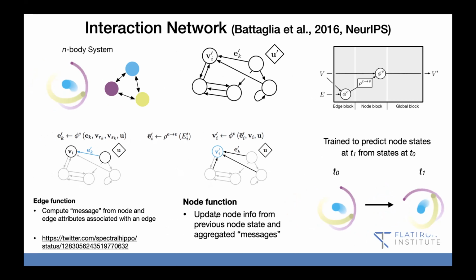You have the node function, where you update the node info from the previous node state and the aggregated messages. So in this n-body system case, you take in all the different forces from different nodes and add all of them up. It could be a sum pool. And then you think about how it updates the next node state, and that's very important. You train the network to predict the node states from T0 to T1. And all these edge functions and node functions are something that the network will learn as it looks at the data. So we don't know a priori what they are.